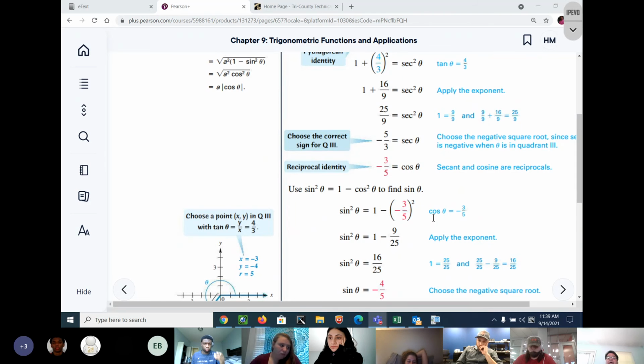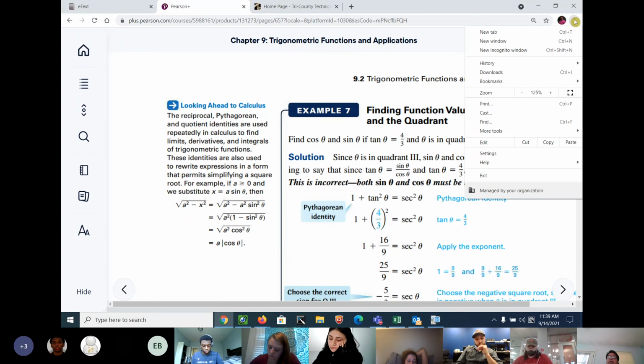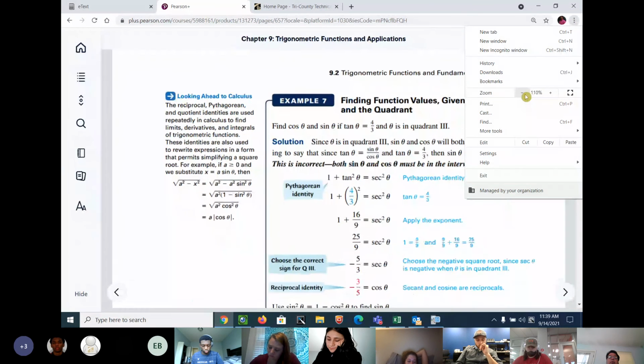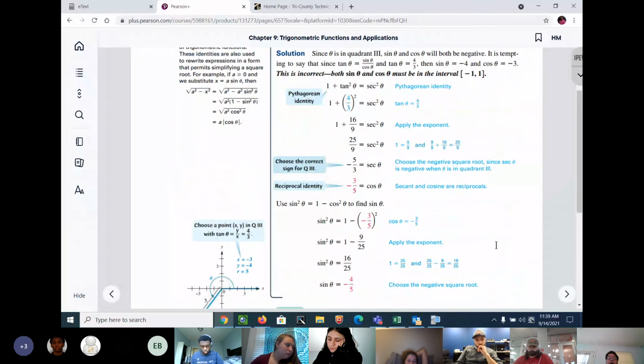This is page number, I can't see the page. Hold on. 635. Thank you. You can write that down. I'm going to let you write it down. And you can do it that way. But I have found that the easiest way to do it is just find out where you are.